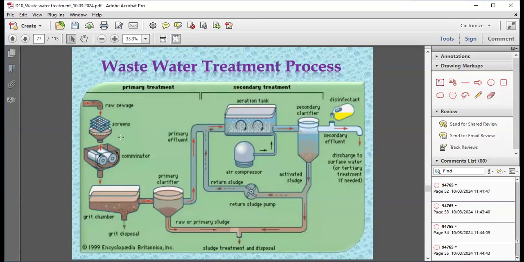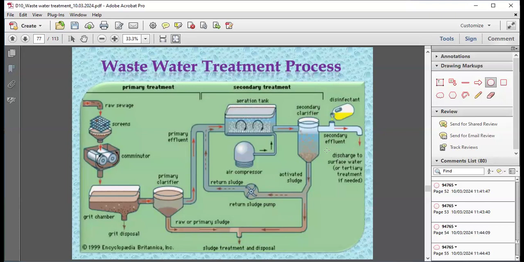Through sewage screening and comminutor and grit chambers, grit disposal and primary clarifier, through primary sludge treatment. This one is an important thing. Sludge treatment and disposal, right? Then the air compressor and return sludge pump, aeration tank, this air compressor, the secondary clarifier, secondary effluent.